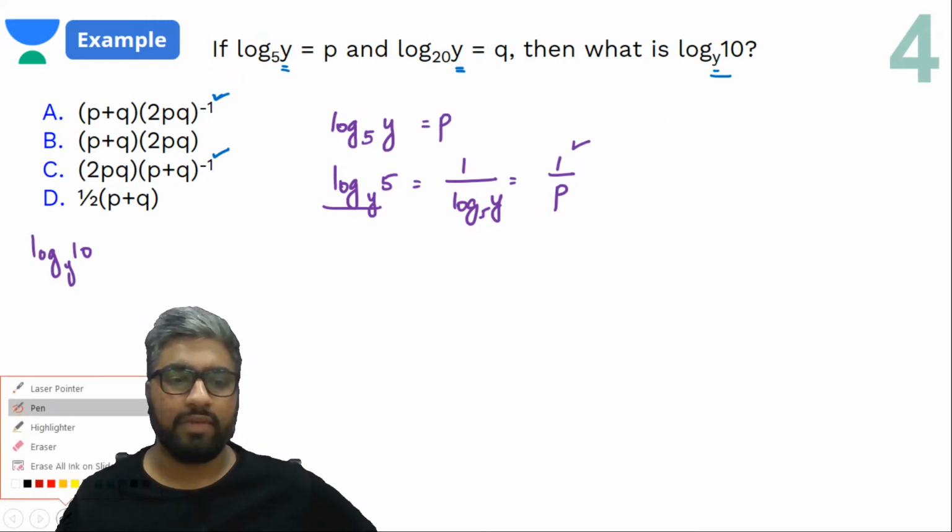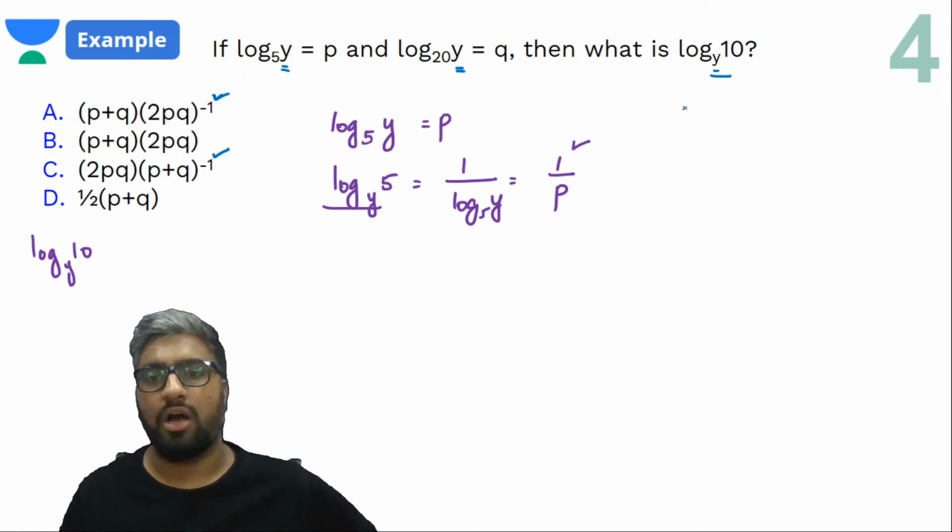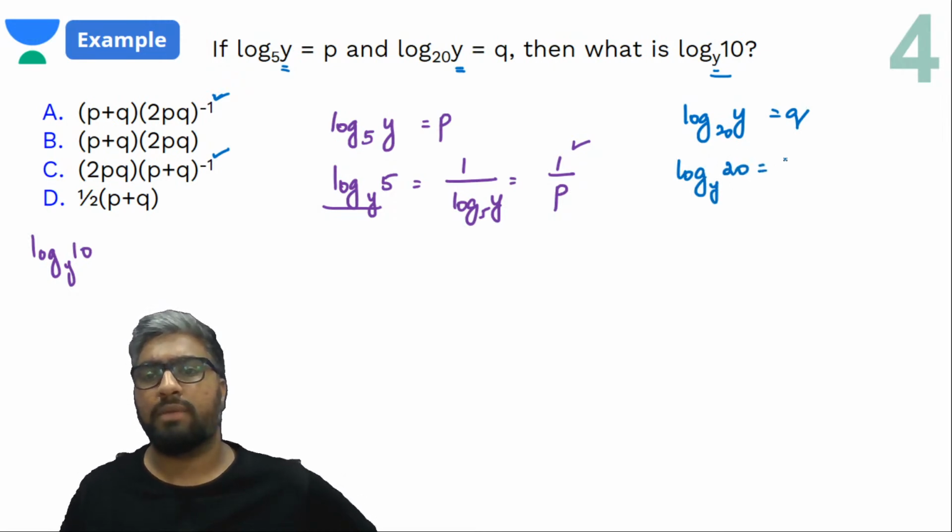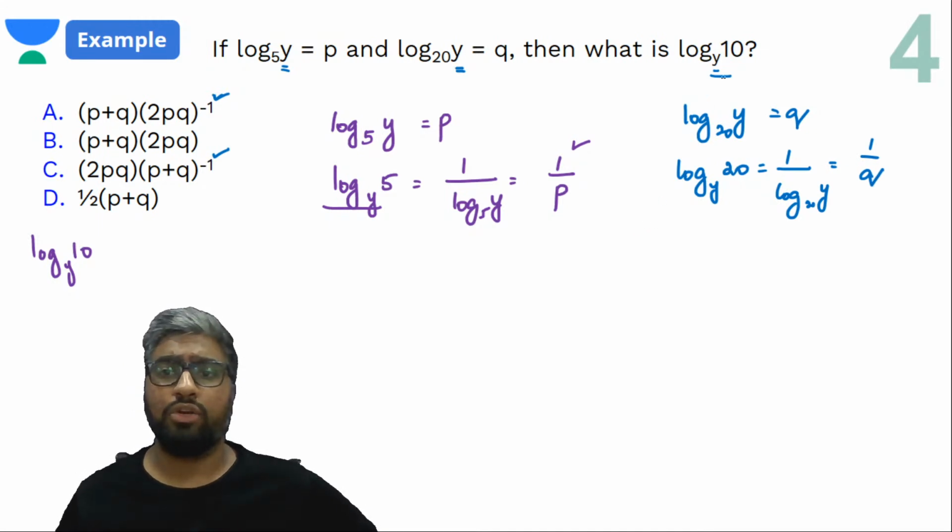What's the next thing that we have to look at? The other term, that is log y to the base 20. This is what? Q. So I can rewrite this as log 20 to the base y, which would basically be the reciprocal of the existing term, which is 1 by q. So now what do we need? We need log y to the base 10, right? Sorry, log 10 to the base y.